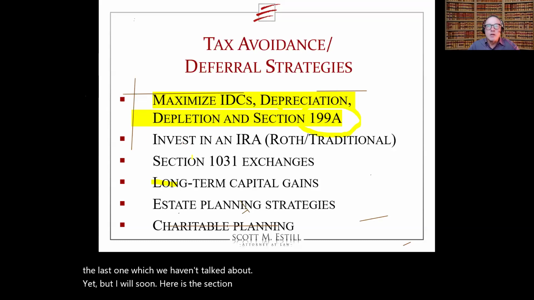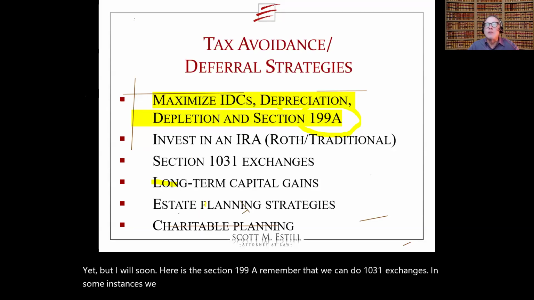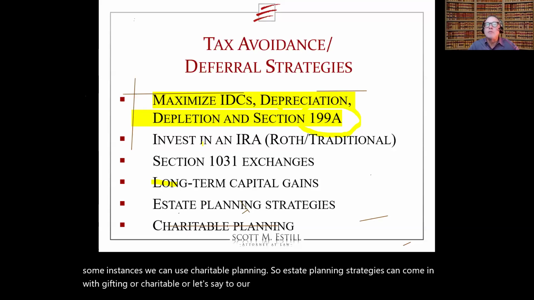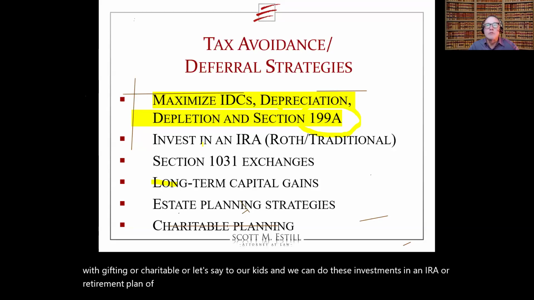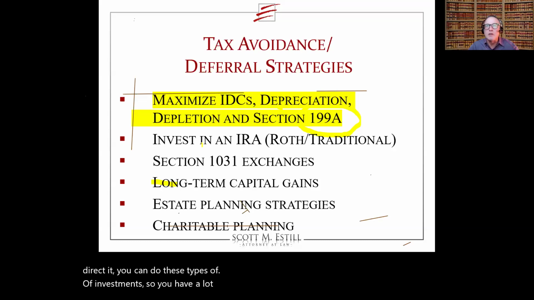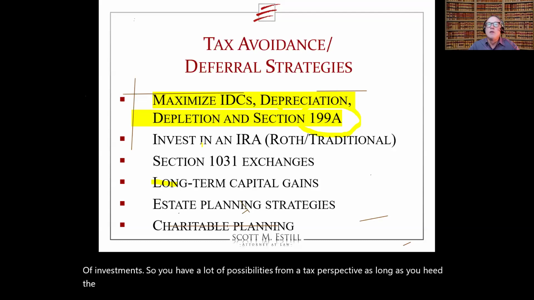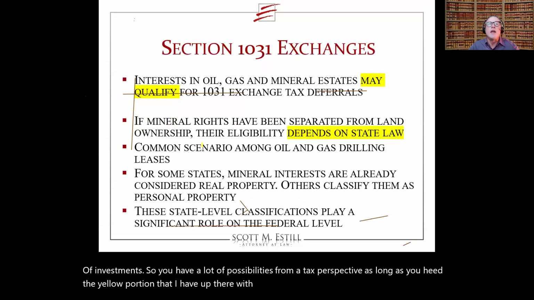Remember that we can do 1031 exchanges in some instances. We can use charitable planning. So estate planning strategies can come in with gifting or charitable, or let's say to our kids. And we can do these investments in an IRA, or a retirement plan of some sort, Roth or traditional. So 401k, anything where you can self-direct it, you can do these types of investments. So you have a lot of possibilities from a tax perspective as long as you heed the yellow portion that I have up there with the expenses and the 199A.